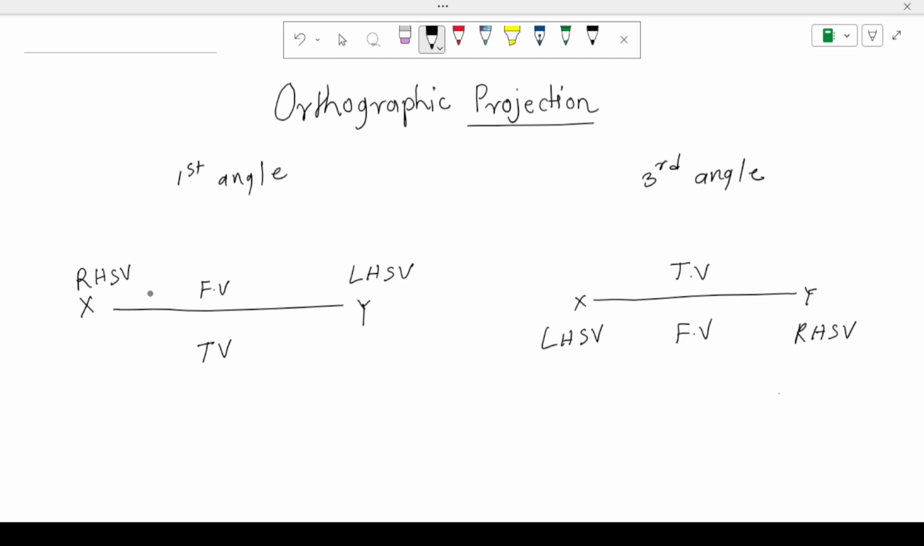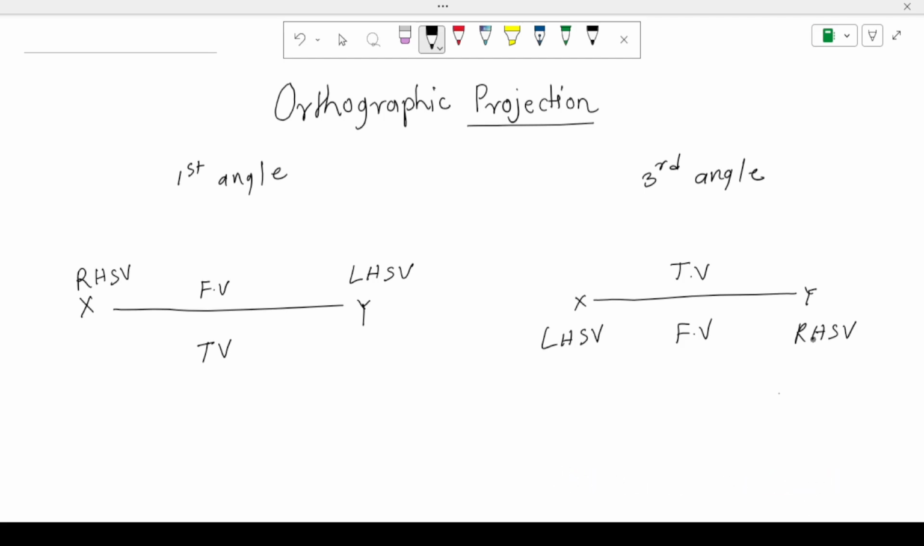And for third angle projection, always remember that you draw the top view above XY, the front view comes below the XY line, the left hand side view is drawn on the left side of the front view, and the right hand side view is drawn on the right side of the front view. You have to remember only these things.